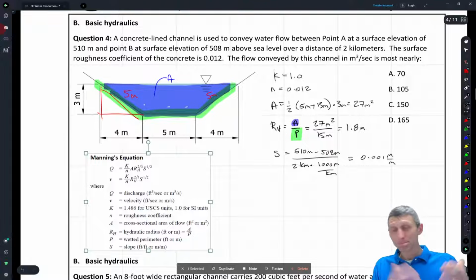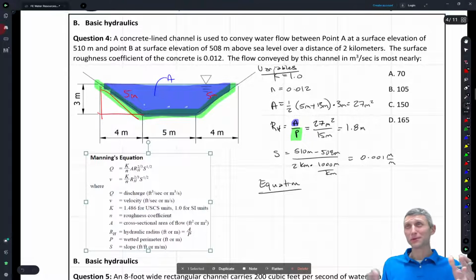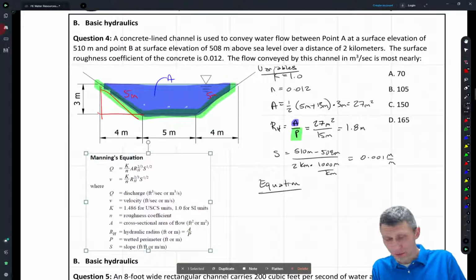Okay. Once we get that, these are all our variables. Once we have all our variables, we can just start to plug and chug here into the equation. I've also seen some problems where it might not be a full Manning's question. It's just find the hydraulic radius, and with that you're just looking at the area divided by the perimeter. So what do we get here?